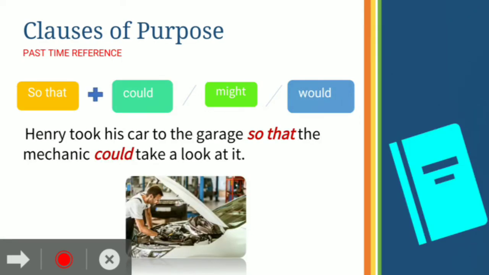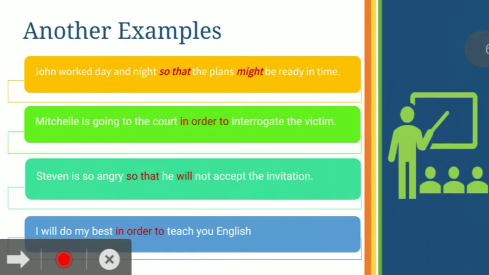And also we have the clause of purpose, but in past time reference. And the structure here is so that plus could or might or would. Like the example: Henry took his car to the garage so that the mechanic could take a look at it. Then we have another example. John worked day and night so that the plans might be ready in time.